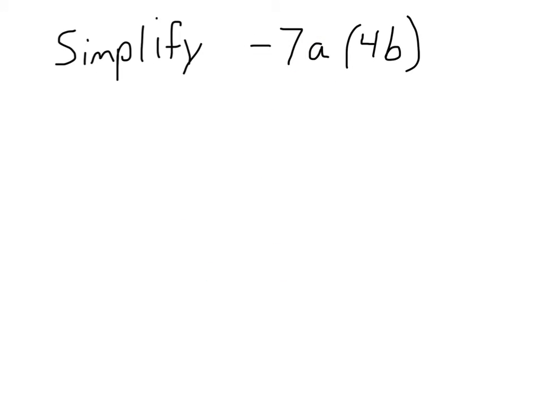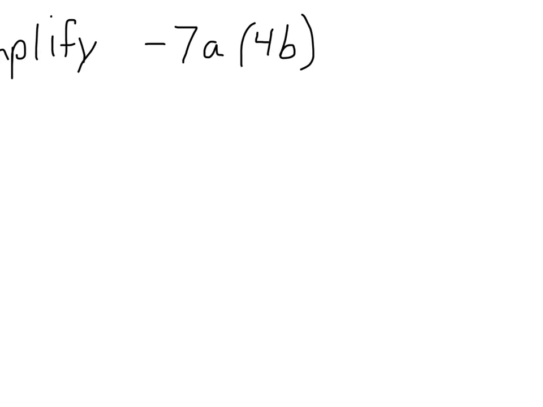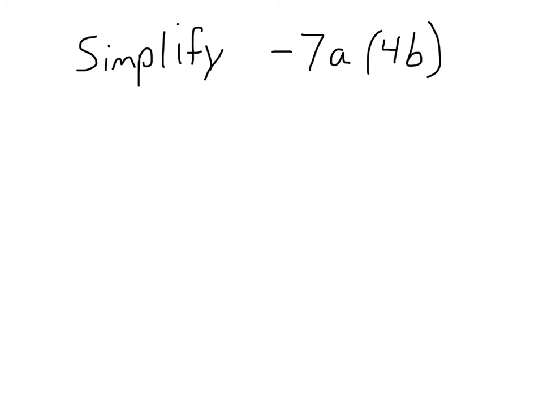The next thing I'm going to do is simplify this expression right here. Remember, when I simplify, I'm basically trying to make it simpler. What I have here is 4 different numbers. 2 of them I know, -7 and 4, and there's going to be a number for A and a number for B.